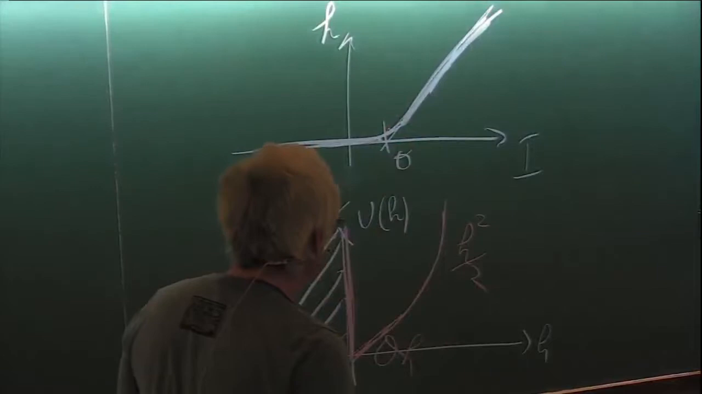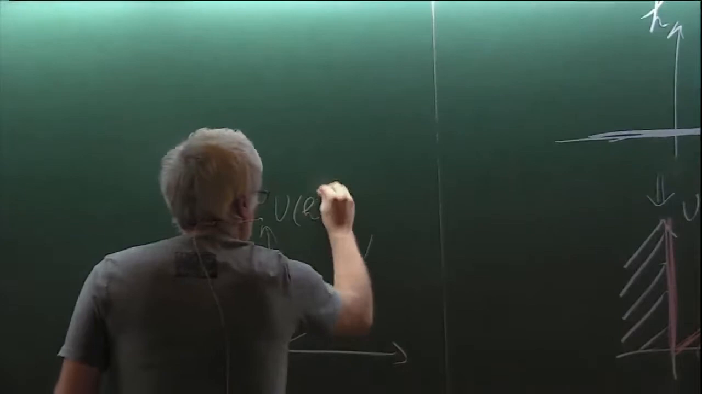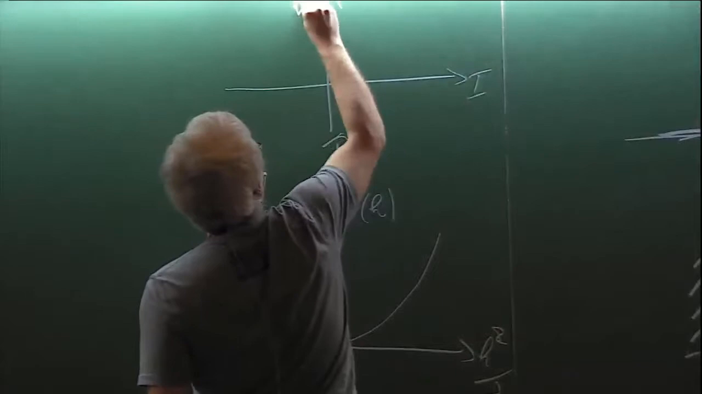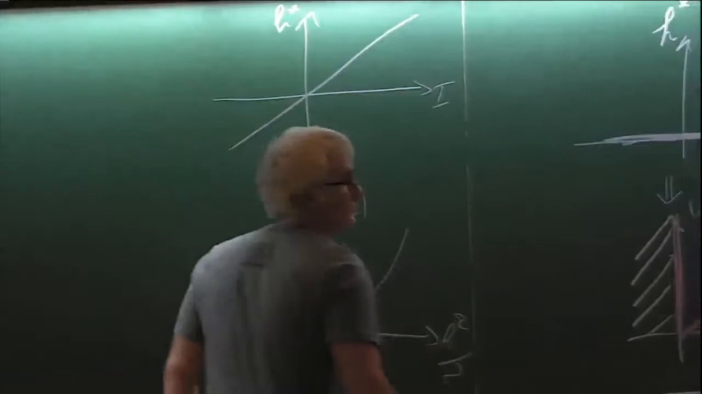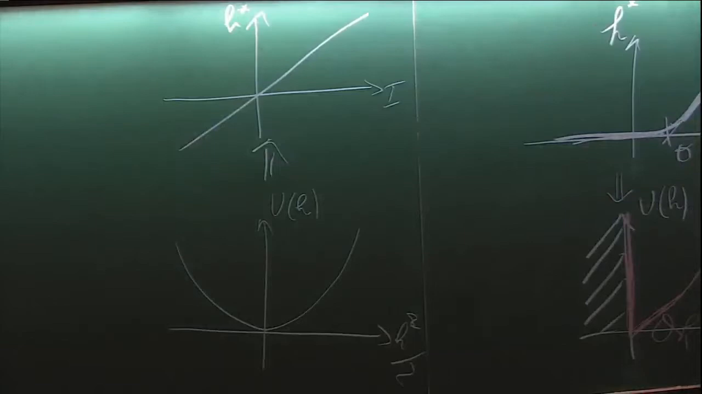While if I use the natural potential, which would be U of H equal to H squared over 2, for instance, up to some offset, which doesn't matter, then what you would get for the transfer function, so this is the most likely H as a function of the input, you would get simply a linear curve, which has absolutely nothing about noise reduction here close to the origin. I'll come back to that later because this is important.